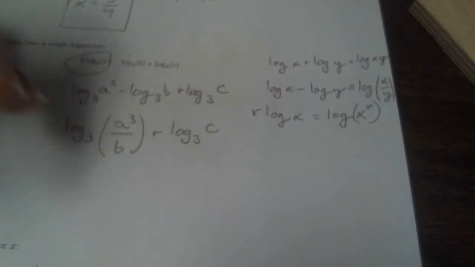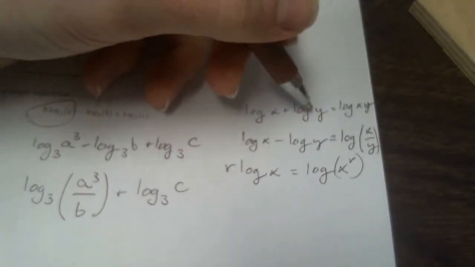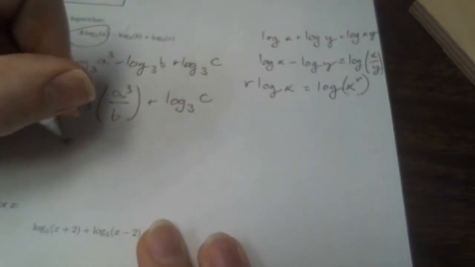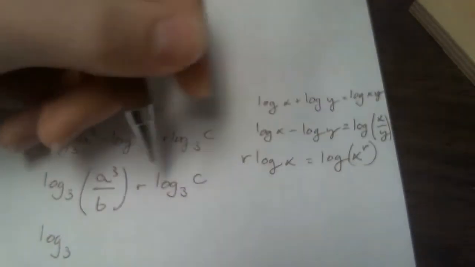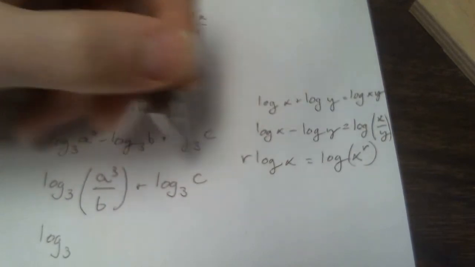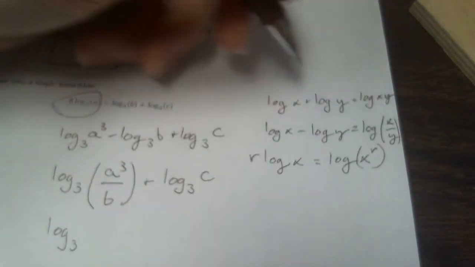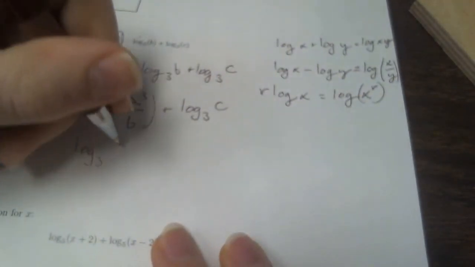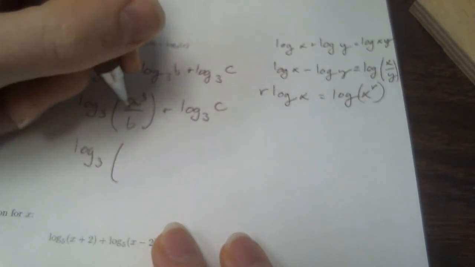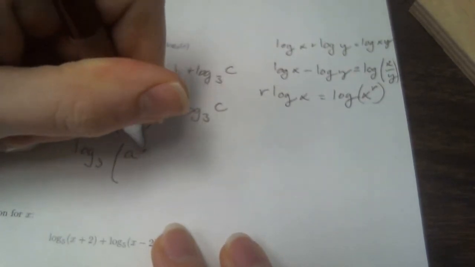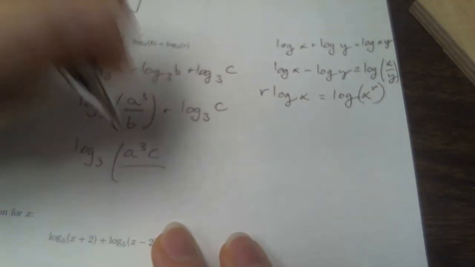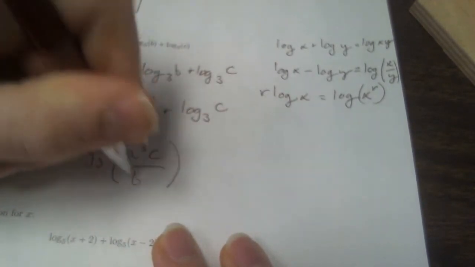And then finally, to get it into a single logarithm, we can use the product property here. Since we're adding two logarithms together that have the same base, we can combine those into a single logarithm, and we can just take the product of my two arguments. So the product is going to be a to the third times c, all divided by b.